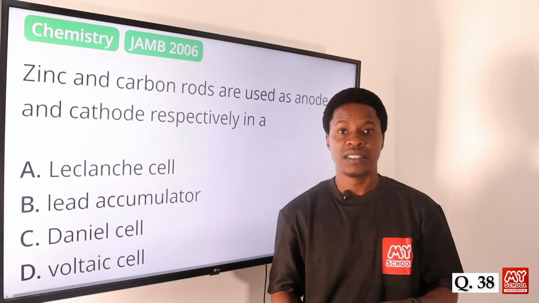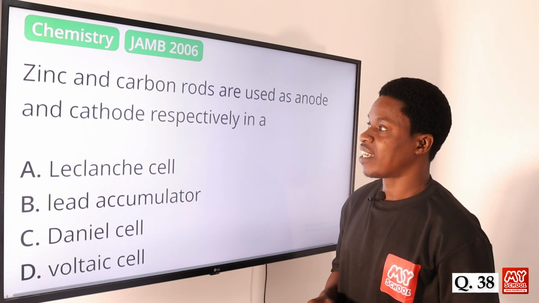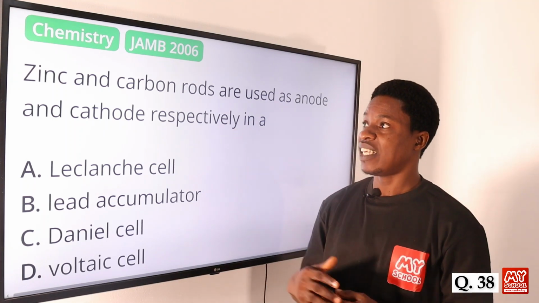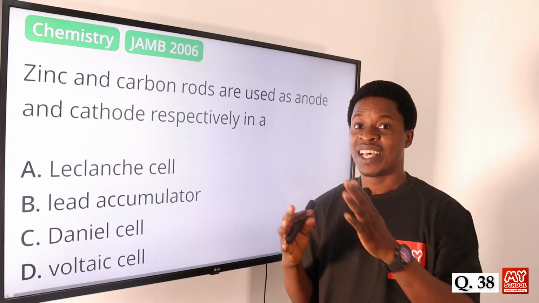Now question number 38. Zinc and carbon rods are used as anode and cathode respectively in a what? Of course, we use that in the cell. You know we have the electrochemical cell, and we have the electrolytic cell.